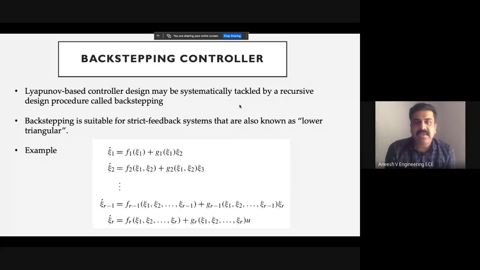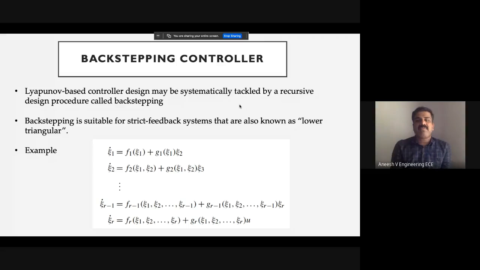So if we want to apply this backstepping controller, the system should be in strict feedback form. Strict feedback form means it should be a lower triangular form system. What is a lower triangular form system? It means if you are considering a 3x3 matrix, the elements below the diagonal elements should be 0. Each nonzero element should be in the top part of the particular matrix.